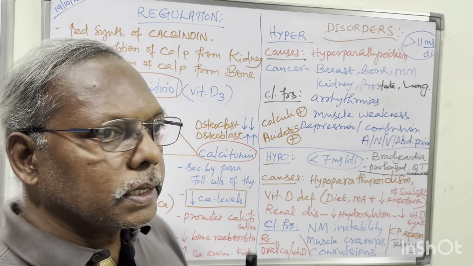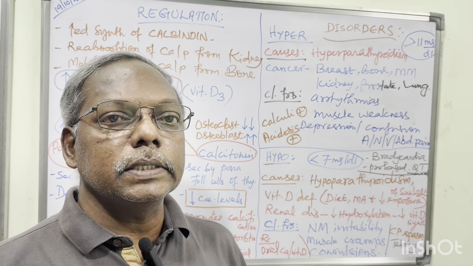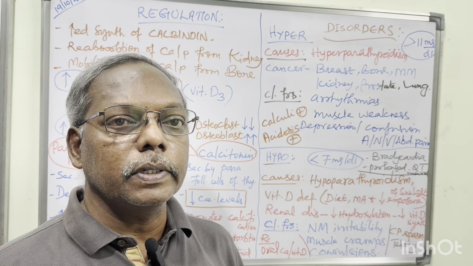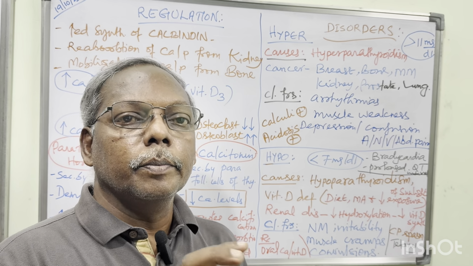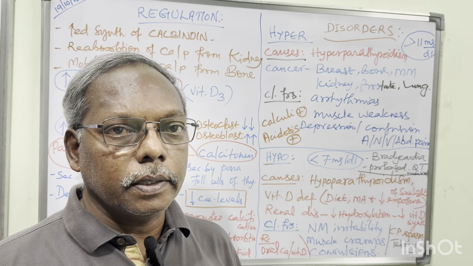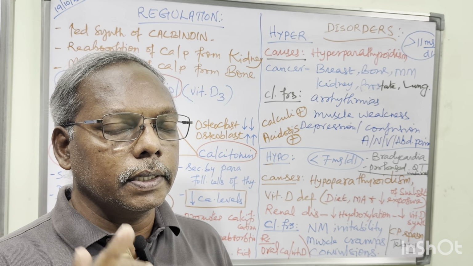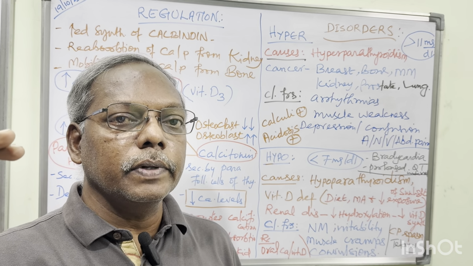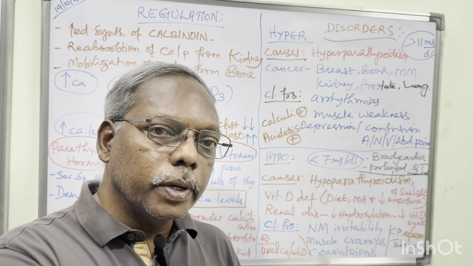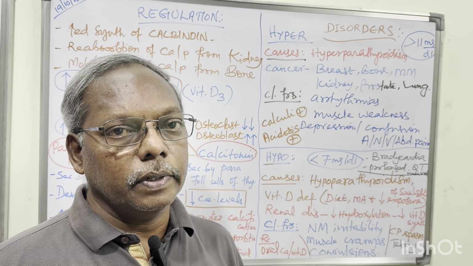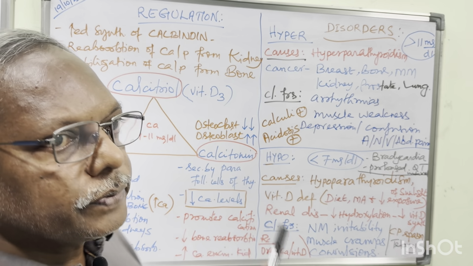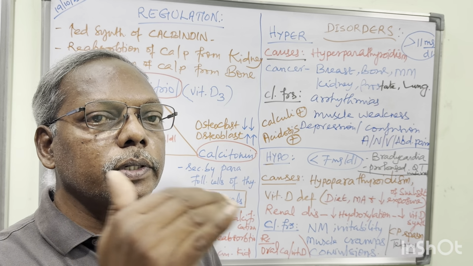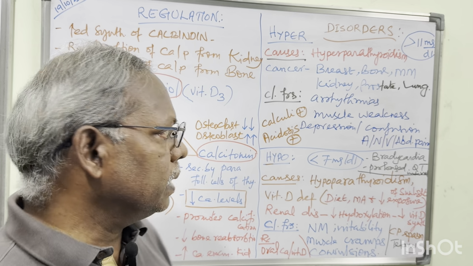Calcitriol and parathyroid hormone usually elevate the calcium level, whereas calcitonin decreases the calcium level. This is how the calcium is maintained in our body. Calcitriol and parathyroid hormone elevate the calcium level in blood, whereas calcitonin decreases it. So for each factor you have to give 1 or 2 points related to how it will increase or decrease the calcium level.